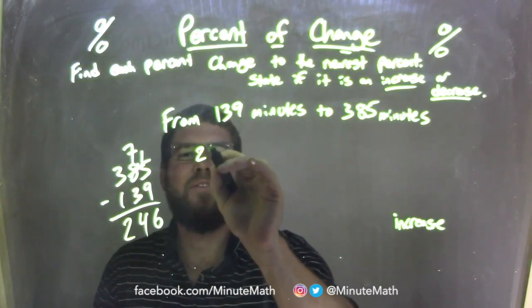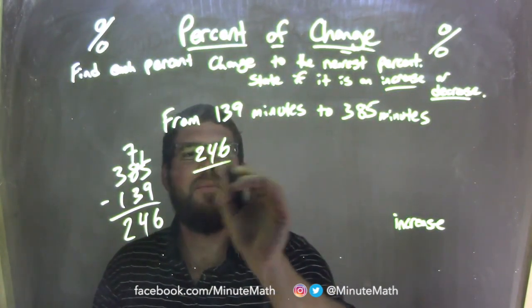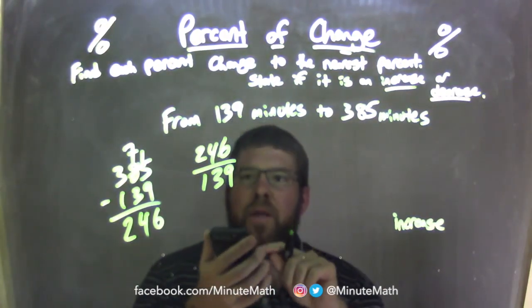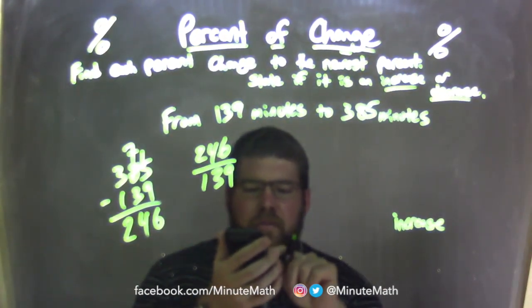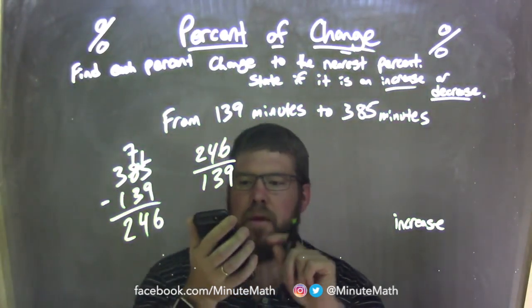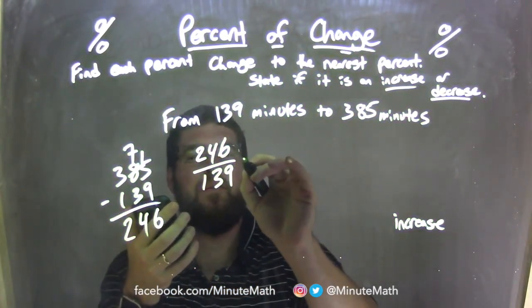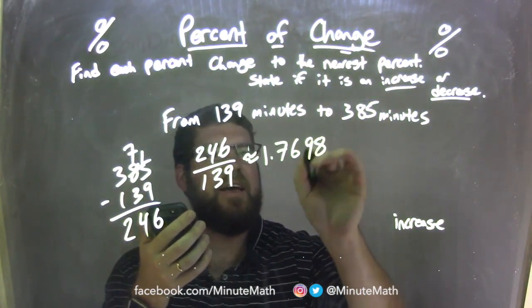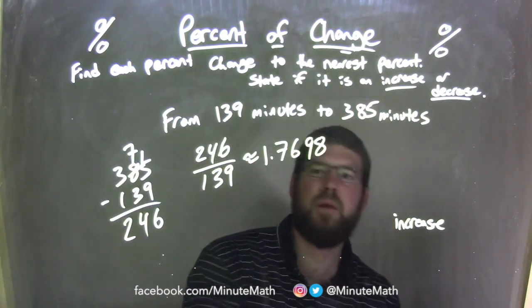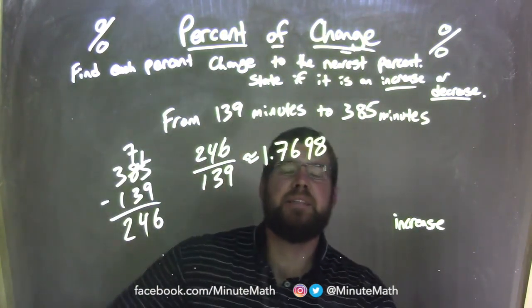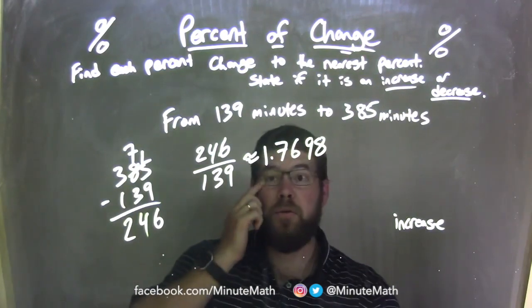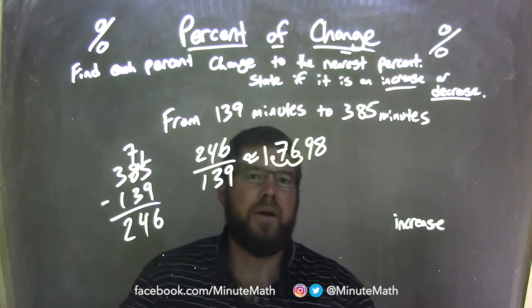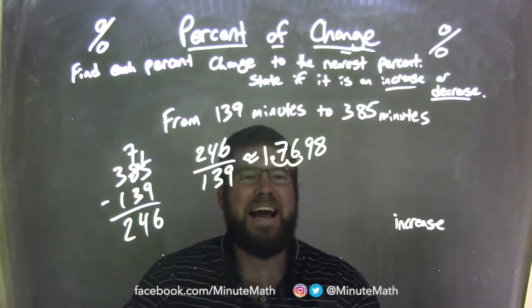I'm going to take that 246 and divide it by my first number, 139. Taking that 246 divided by 139, we get approximately 1.7698. Okay, I need to convert that to a percent. This is just a decimal, so I move it over 2 units. 1, 2. Now I have 176.98.